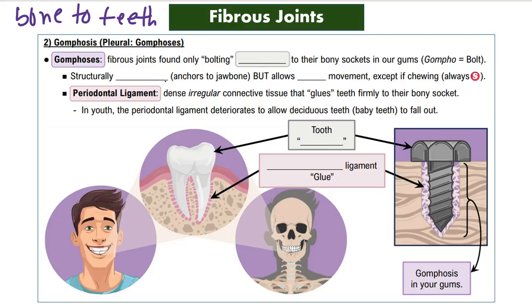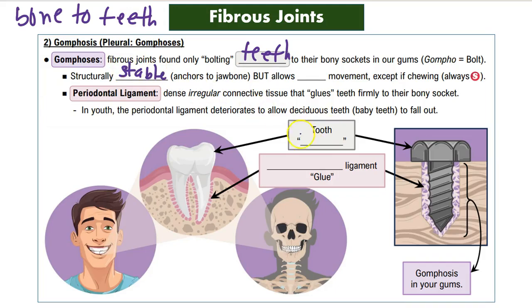And remember, bone and teeth have two different compositions. They're not made the same structurally, so they are different. Okay? So these fibrous joints are found only by bolting teeth to their bony sockets in our gums. And gompho means to bolt. Okay, so again, this is like bolting something into wood, for example, you know it's going to be structurally stable.